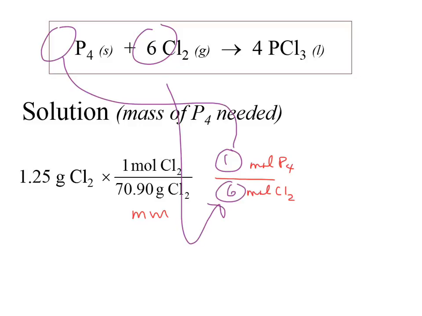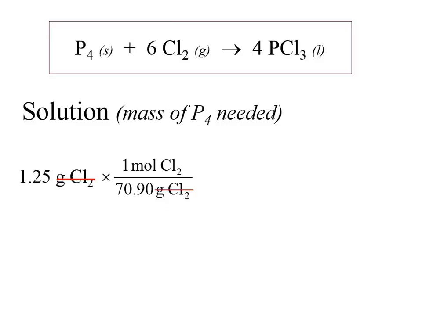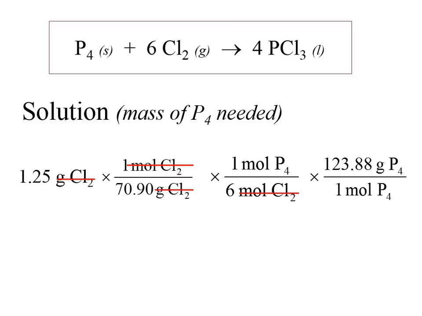Okay, so now we're ready for the molar mass of P4, and what does that look like? What number goes on top? 123.88 grams of P4 over 1 mole of P4. Again, when we came up with that 123.88 grams per mole, it was already given to you, but it had nothing to do with the coefficient, nothing to do with the coefficient of 1. Okay, so how many sig figs? 3. I'm liking it.